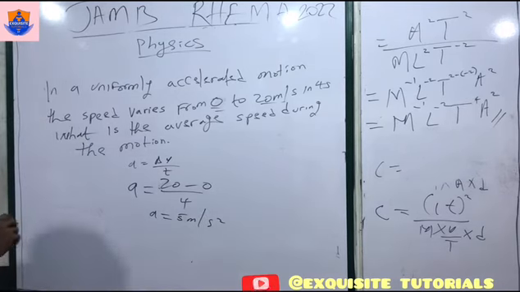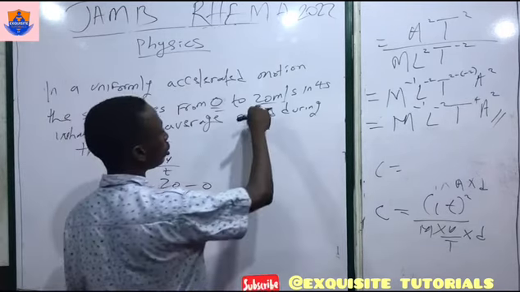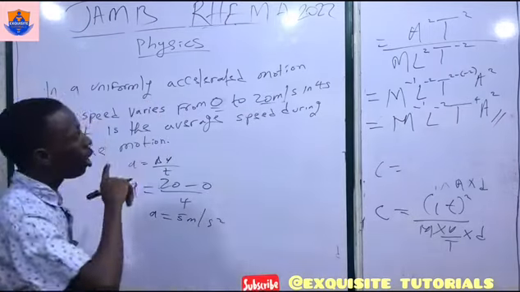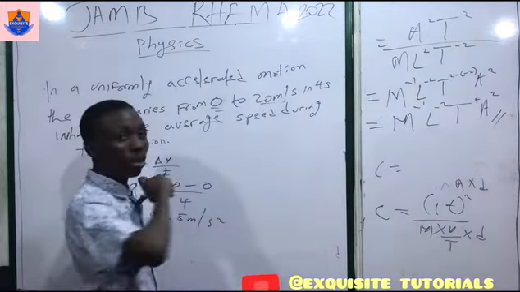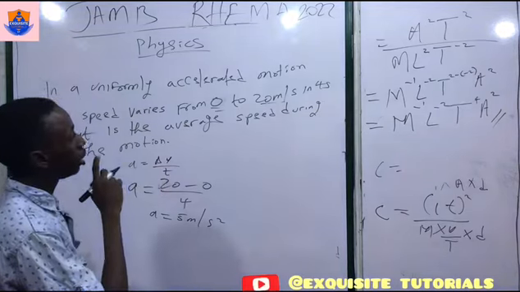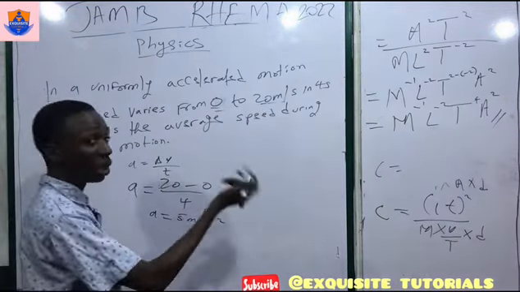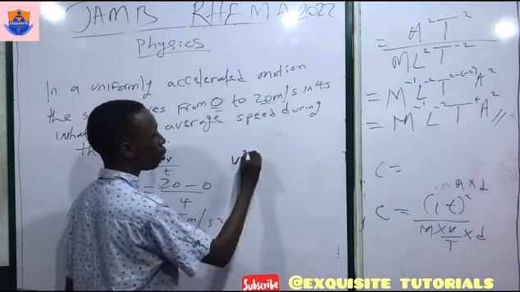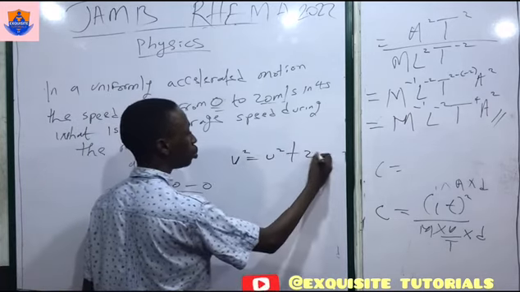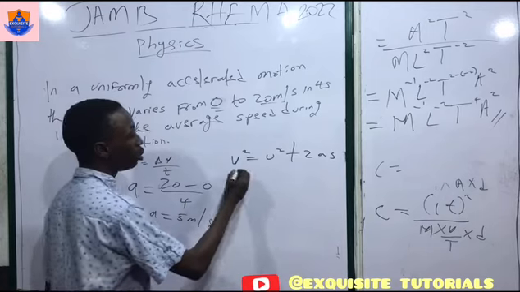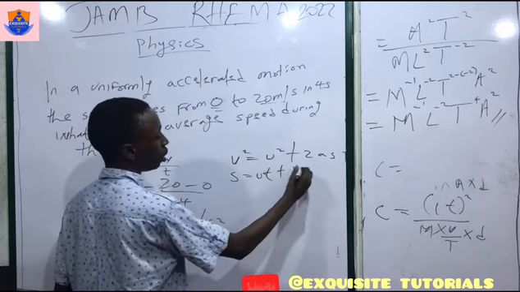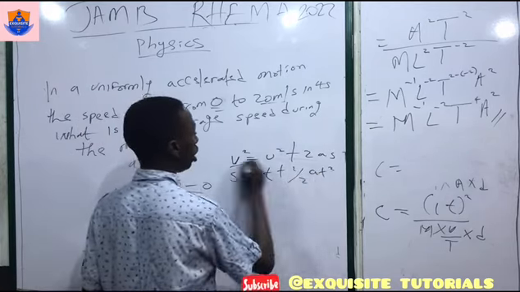Now we need to find the distance. What distance does this guy actually travel in 4 seconds? We can use different formulas. We can use v square equals u square plus 2as. Then we can also use s equals ut plus 1 over 2 at squared. Let's go with this one.